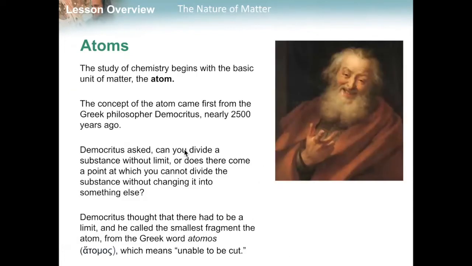The study of chemistry begins with the basic units of matter, the atom. The concept of the atom came first from the Greek philosopher Democritus, nearly 2,500 years ago. Democritus asked, "Can you divide a substance without limit, or does there come a point at which you cannot divide the substance without changing it into something else?" Democritus thought that there had to be a limit, and he called the smallest fragment atom, from the Greek word atomos, which means unable to cut.